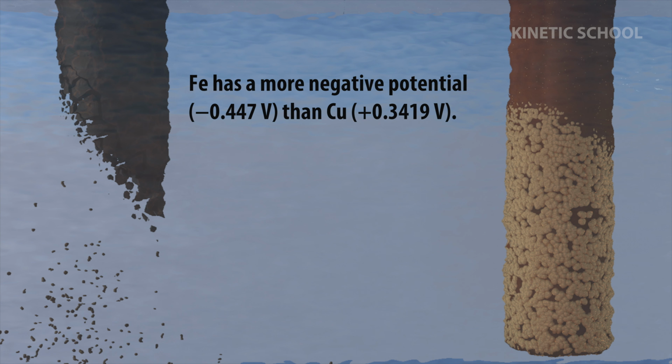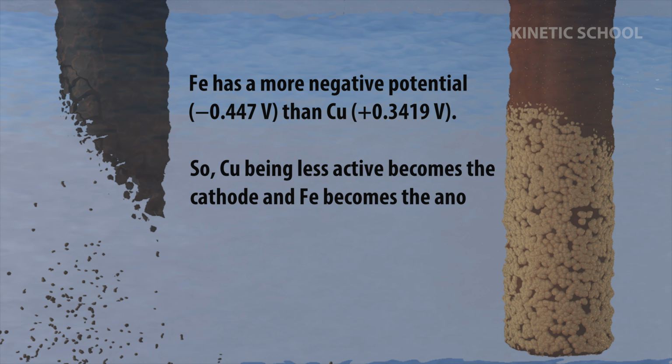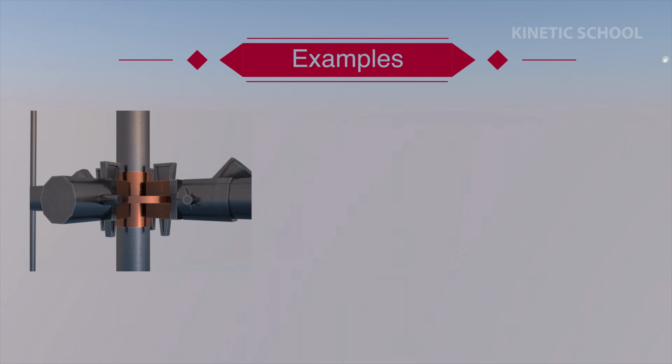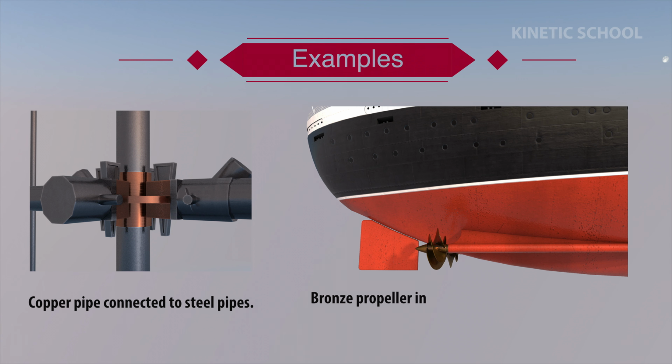Iron has a more negative potential than copper. So, copper being less active becomes the cathode and iron becomes the anode. Examples: copper pipe connected to steel pipes. Bronze propeller in contact with the steel hull of a ship.